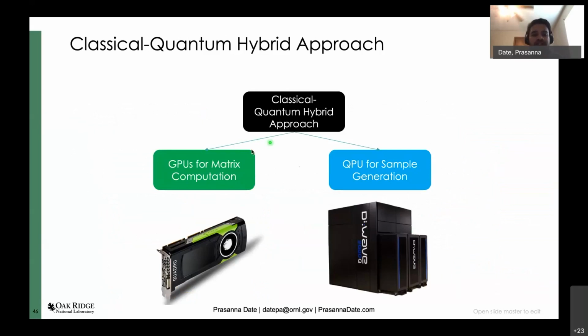So we know that GPUs are really good at matrix computations, and I'm guessing you have experienced that yourself in this summer school over the last few lectures. And we also know that quantum computers are really, really good at generating samples from a given probability distribution. So that's what we did. We used GPUs for what they were good at, and we used the quantum computer for what it was good at. That is the crux of the classical quantum hybrid approach.